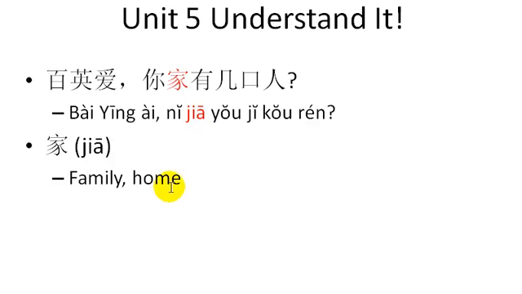So 家 means family or home. 你家, your family. 人, people, and then a question mark. So your home, people, and a question mark. You should probably be able to decipher what this means already. Let's work our way through.